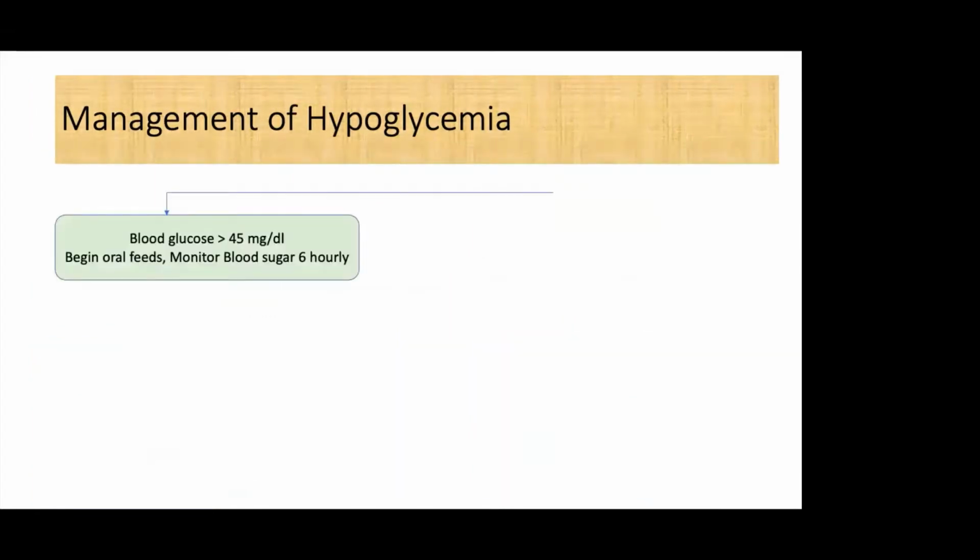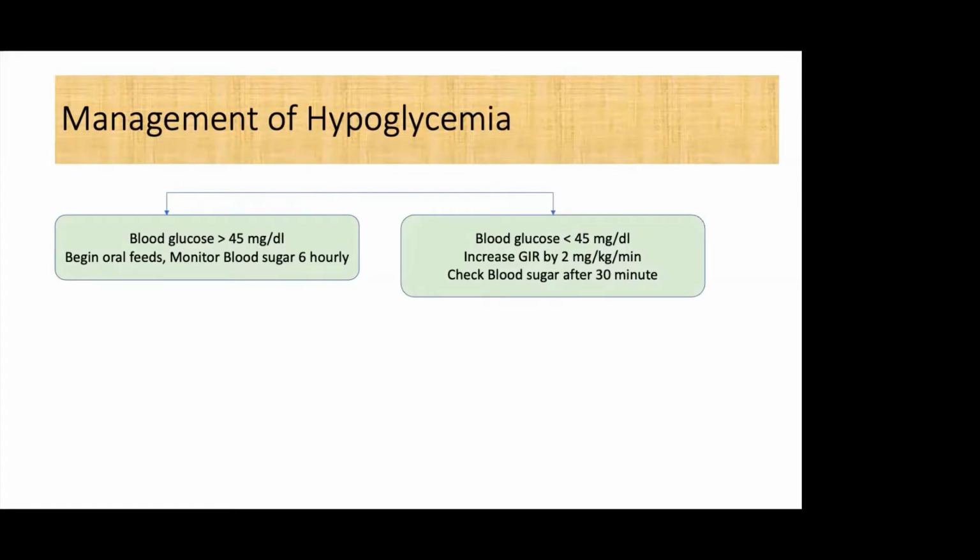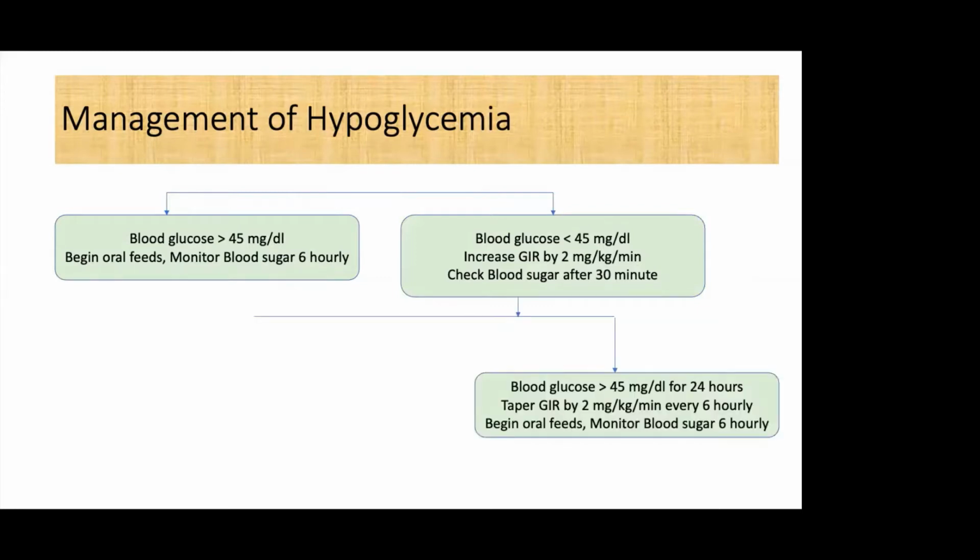If the blood sugar is now more than 45 milligram per deciliter, we should begin oral feeds and monitor blood sugar every 6 hours. But if the blood sugar is still less than 45 milligram per deciliter, we should increase the glucose infusion rate by 2 milligram per kg per minute. So now it becomes 8 milligram per kg per minute. And again, we should check blood sugar after 30 minutes. Then also we have two possibilities: either it will be more than 45 or less than 45.